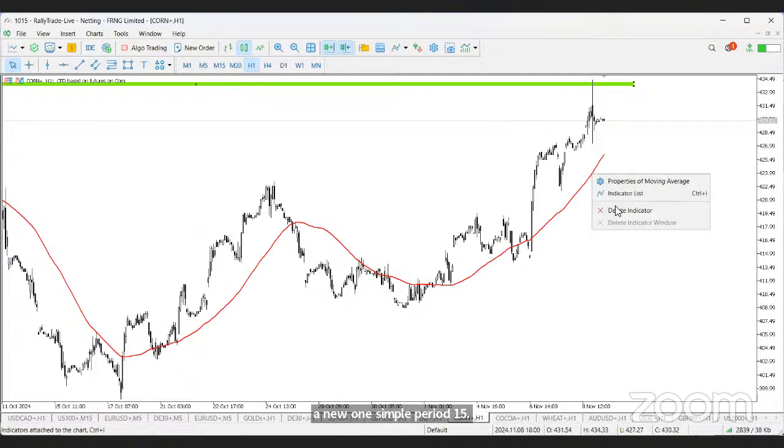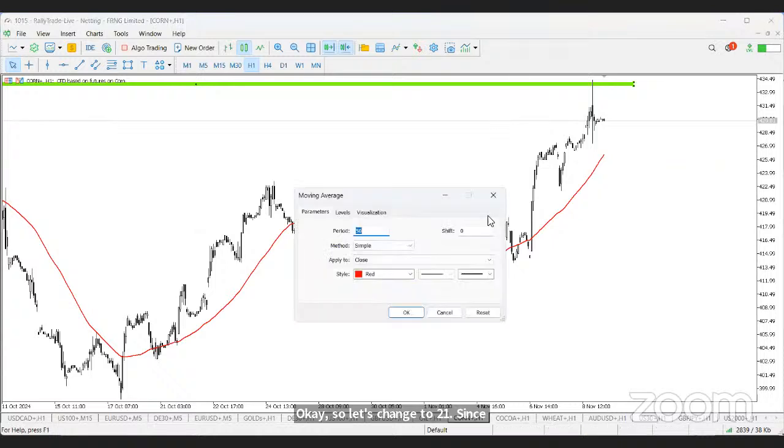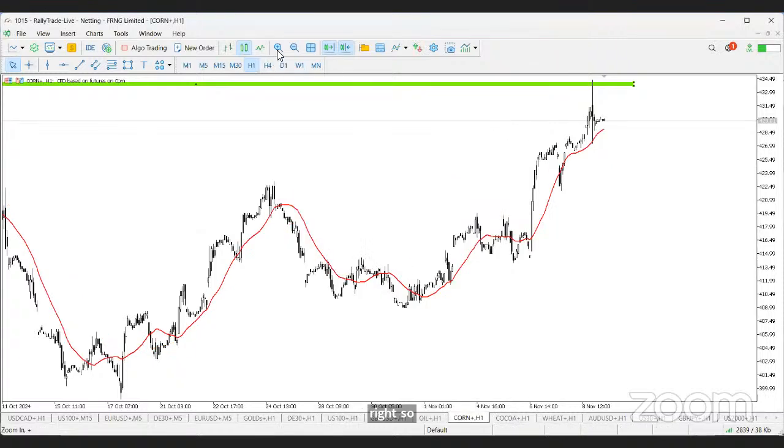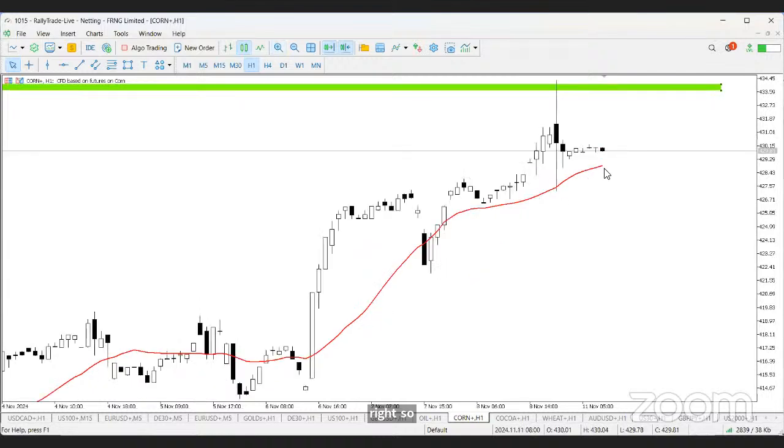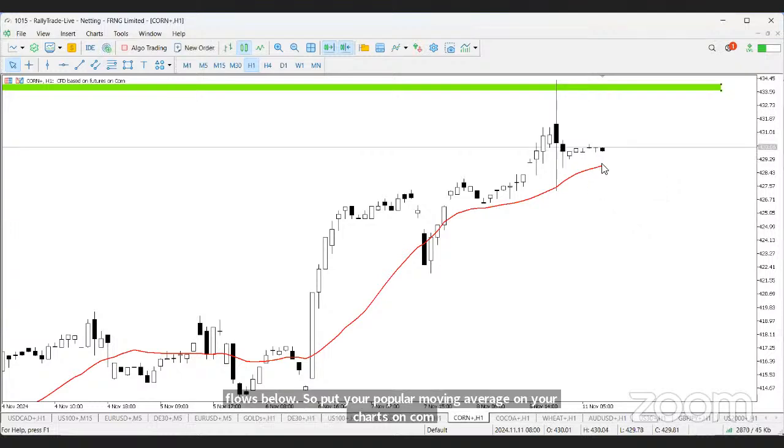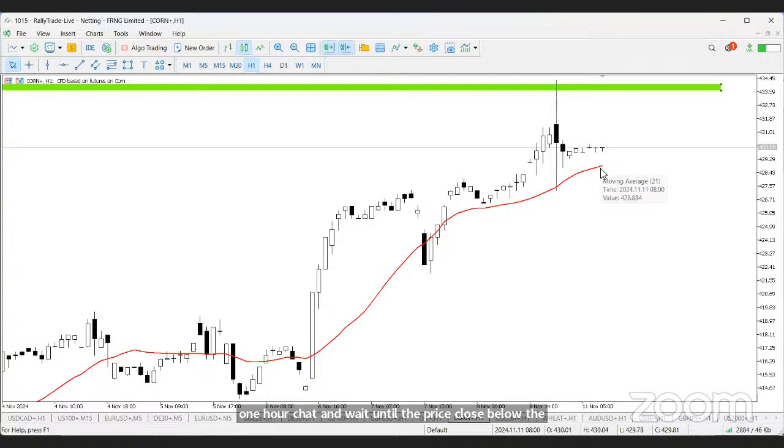Since we're interested in selling, let's quickly see if we can enter as fast as possible. 21 period, like so. Okay, so we need to wait until this particular price closes below. So put a 21 period moving average on your chart on corn, 1 hour chart, and wait until the price closes below the line. Okay, this red line. If you close below it and you're interested in trading this one, you click on sell. Okay, and of course you should be able to make some money.